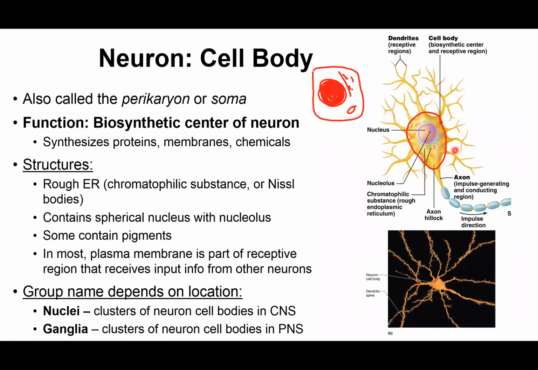Now, the name of cell bodies depends on which nervous system we're talking about. In the central nervous system, when you have clusters of cell bodies together, they're called nuclei. In the peripheral nervous system, however, when you have these clusters of cell bodies, they're called ganglia, okay? So just some important terminology to point out before we move on.